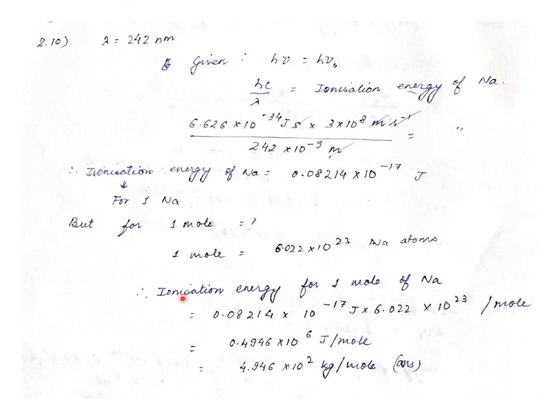So ionization energy for 1 mole of sodium will be energy for 1 atom of sodium into number of sodium atoms in 1 mole, or per mole. So that will give you the answer in joule per mole, and then you need to find it in kilojoule. So 1 joule equals 10 to the power of minus 3 kilojoule, and this way you will get to the answer. Here it will be kJ per mole minus 10.